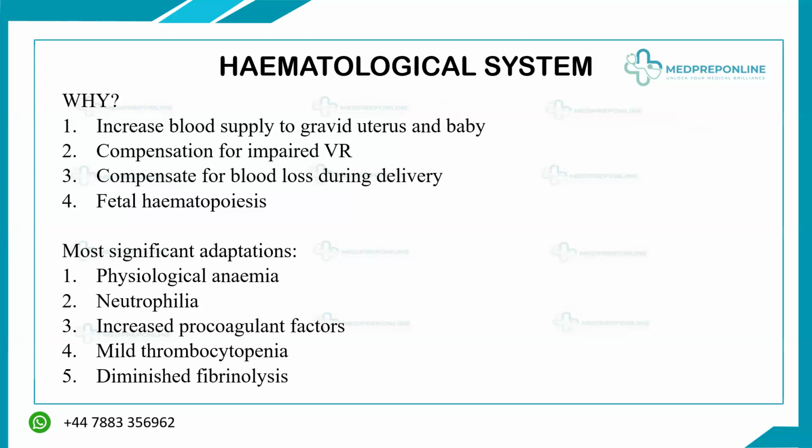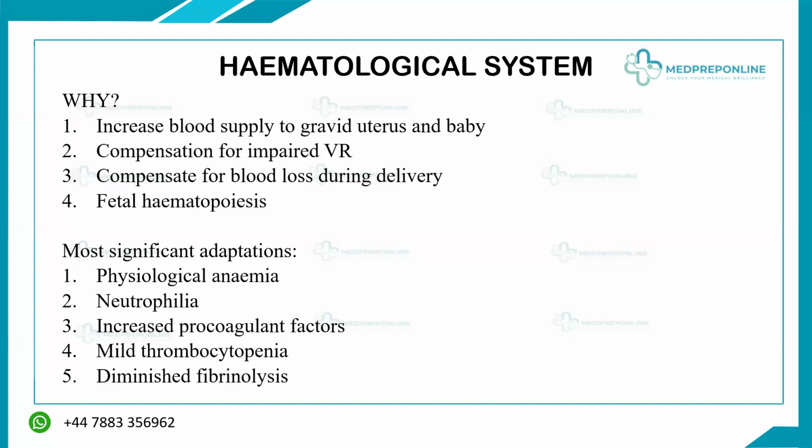So what are the most significant adaptations that we should know of? Physiological anemia. There'll be some amount of leukocytosis with specifically neutrophilia. As we discussed, pregnancy is a procoagulant and a prothrombotic state. So there will be an increase in the procoagulant factors. Mild thrombocytopenia, which is called gestational thrombocytopenia, is also observed, and there'll be diminished fibrinolysis.